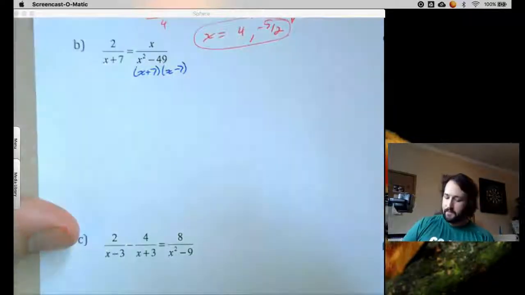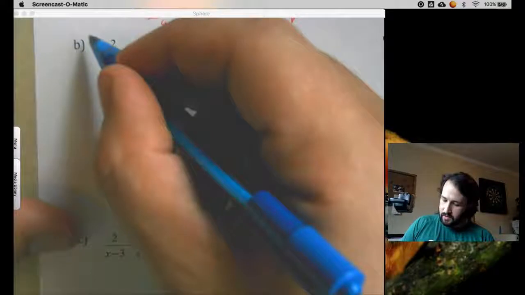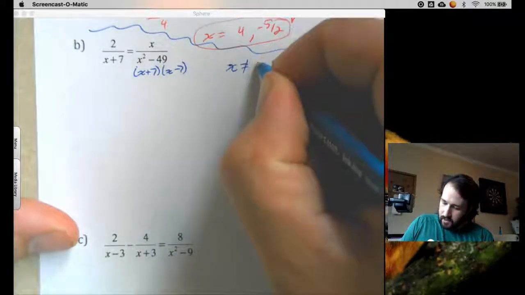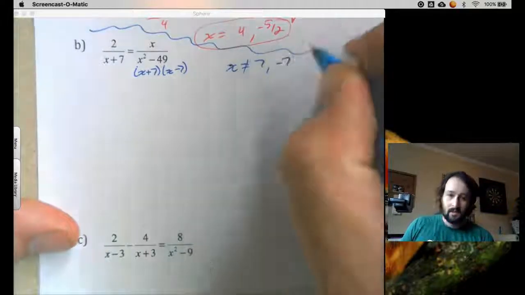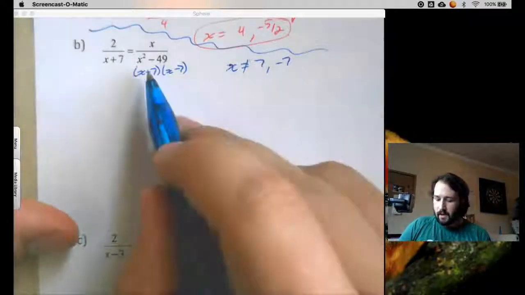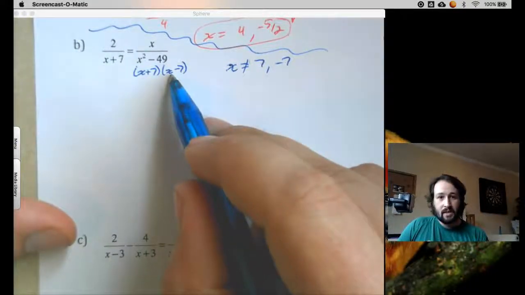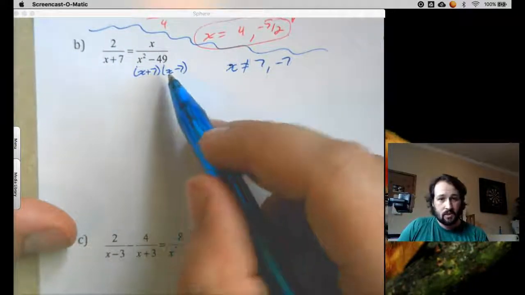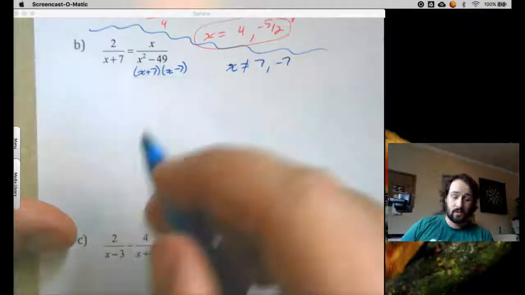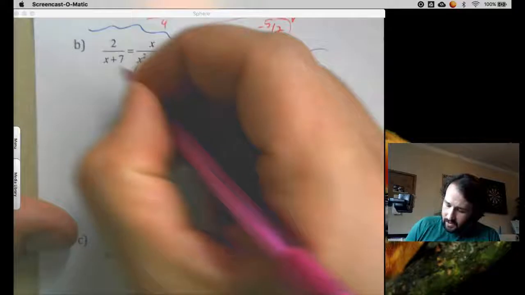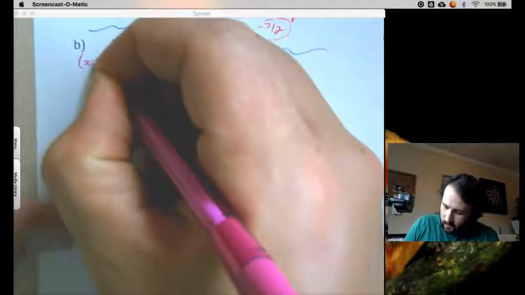So what that tells me is for my solutions, make sure we're not on that one: x cannot be equal to 7 or negative 7. The reason being, negative 7 would make that 0, positive 7 would make this 0, so 0 times that would be 0. So neither of those numbers should work as solutions.